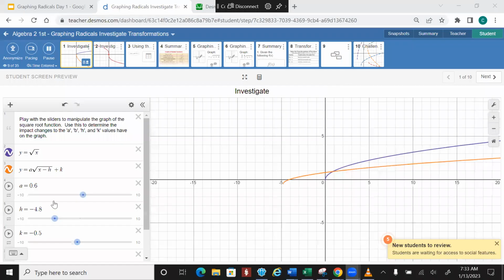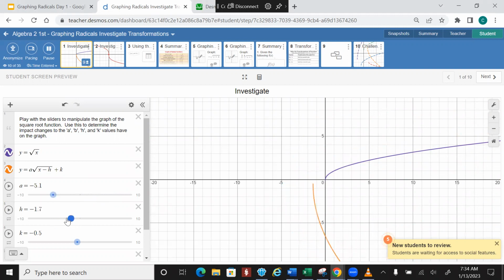Okay, so on these little sliders, what does A do? Just kind of summarize it for me. It changes the yellow line, but what does it do? Does it move it up and down? Does it move it side to side? Does it move it up and down? We're going to call that reflects, right? You know that word from geometry? Yeah. Okay, what about H?